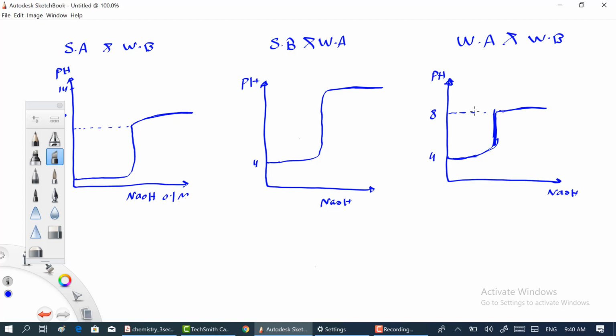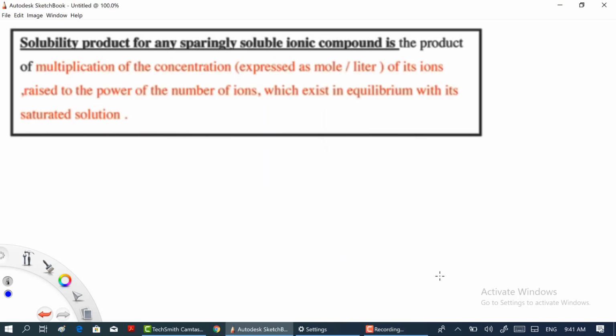Let's talk about the solubility product and Ksp. This is the second slide. The solubility product for any sparingly soluble ionic compound is the product of the concentrations, expressed in moles per liter, of its ions, each raised to the power of its number of ions, which exist in equilibrium with the saturated solution.